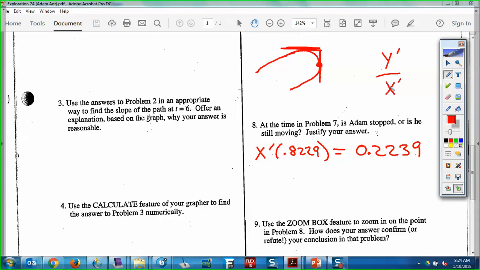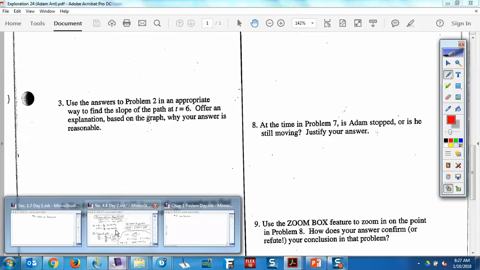Now if they're both 0, he would be stopped, right? That is what we were just saying. He would be stopped, and that would be like a sharp point or something, and the slope would be undefined as well. But he wouldn't be going in one of those two directions if he stopped. All right. And then zoom in on the point. That's what we were just looking at. So that's the kind of question.